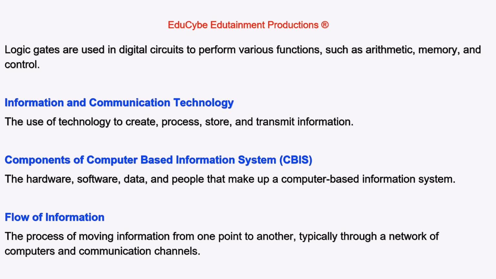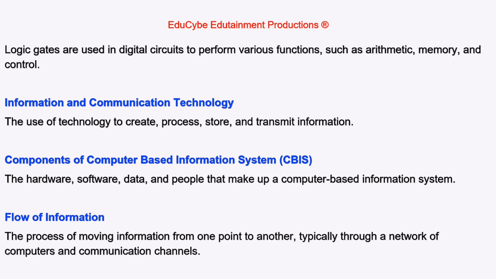Information and communication technology. The use of technology to create, process, store, and transmit information. Components of Computer-Based Information System, CBIS. The hardware, software, data, and people that make up a computer-based information system.